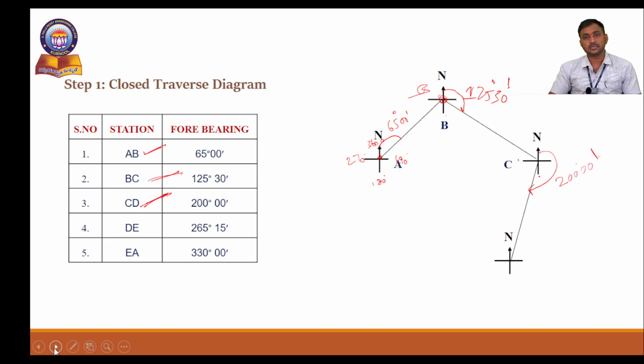Again, connect a direction diagram at the end point. This is named point D. What is the forebearing of D? Nothing but DE, with the value 265 degrees 15 minutes, which falls between 180 degrees and 270 degrees. Here we will get it like this. This is the forebearing angle of D to E, 265 degrees 15 minutes. And lastly, make a point.